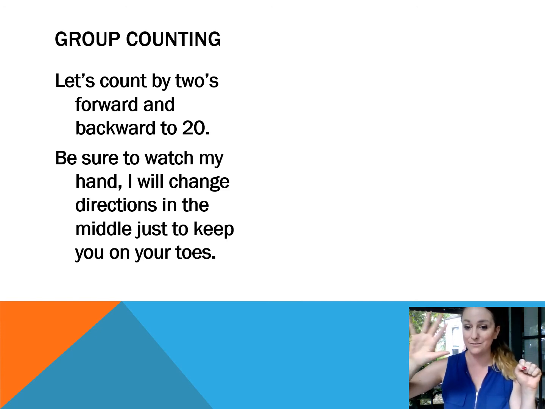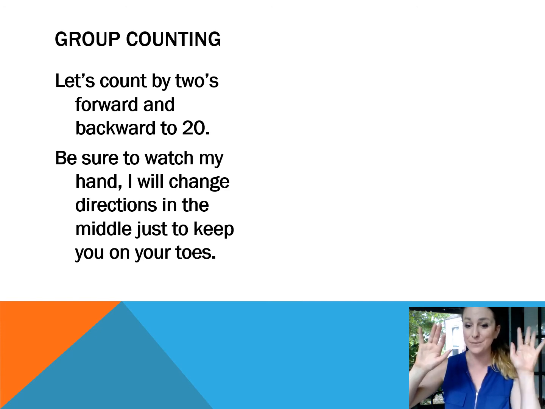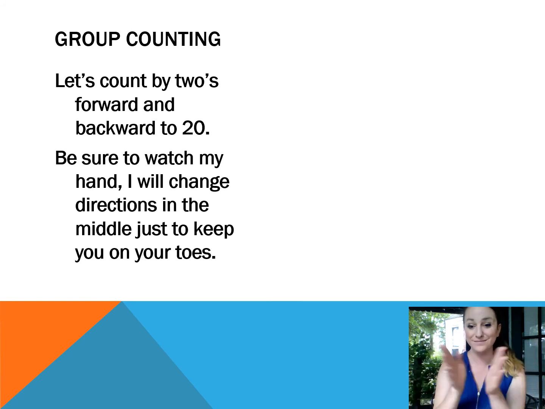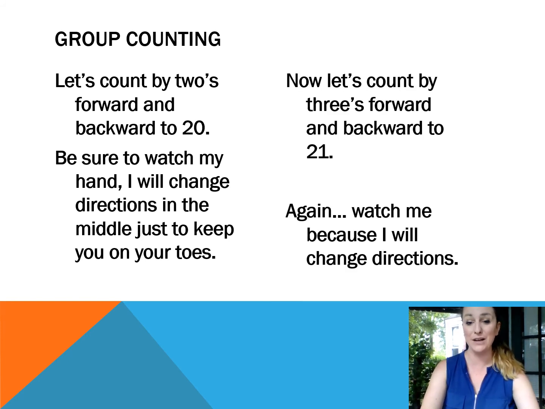Let's count down. 8, 6, 4. Count up. 4, 6, 8, 10, 12, 14, 16, 18, 20. Let's bring it down. 20, 18, 16, 14, 12, 10, 8, 6, 4, 2. Great job. Let's continue by counting by threes, forward and backward to 21.